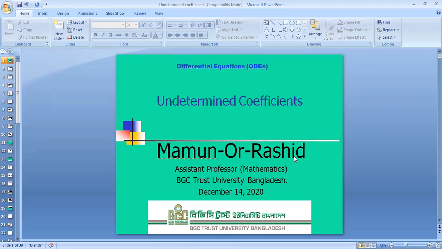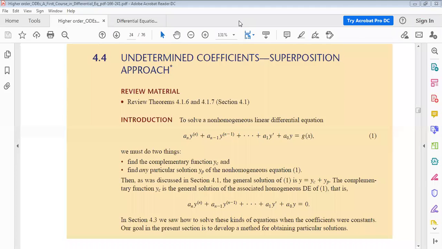Today we'll discuss how to solve the differential equation by undetermined coefficients. Actually, in the previous class we discussed in detail how to solve differential equations by the variation of parameters method. So today we'll try to understand the undetermined coefficients method. There are two types, two procedures. One is the superposition approach, and the other we'll see later.